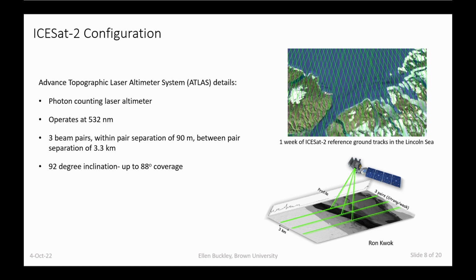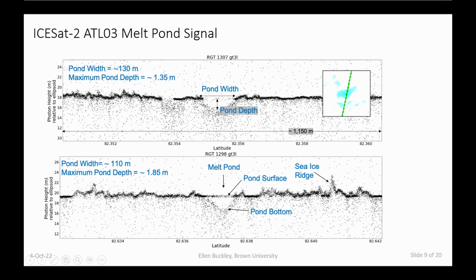And then there's coverage up to 88 degrees north and south. This is showing what 1 week of reference ground tracks in the Lincoln Sea look like. But each of these reference ground tracks has 3 pairs. So yeah, really good data coverage, especially when you get up north.